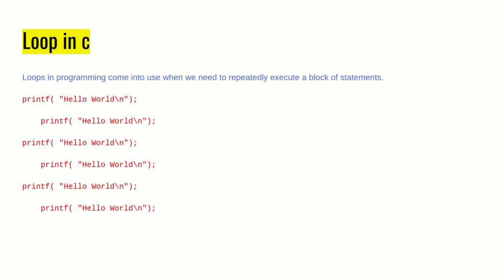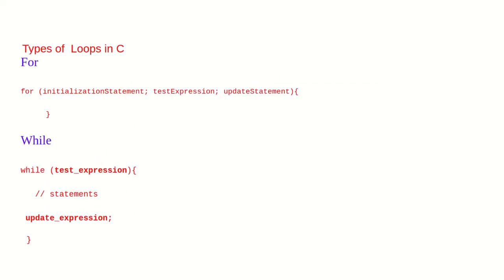First, in C programming we have different types of loops. We have the for loop, while loop and do while loop. So how do we write a for loop in code? This is the syntax: the initialization statement, then the test expression, then the update statement.